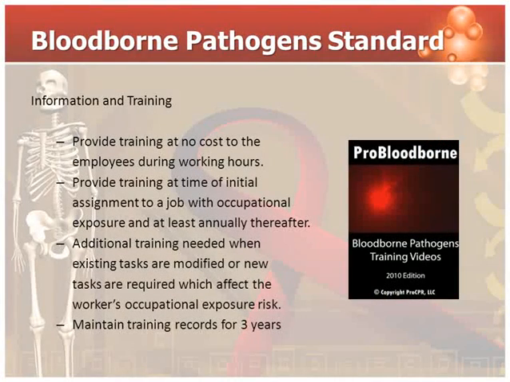Information and training. The employer is to provide training at no cost to the employees during working hours. That training has to be at the initial assignment to a job with an occupational exposure and at least annually thereafter. Additional training is needed when existing tasks are modified or new tasks are required which affect the worker's occupational exposure risk. Those records must be maintained for 3 years.